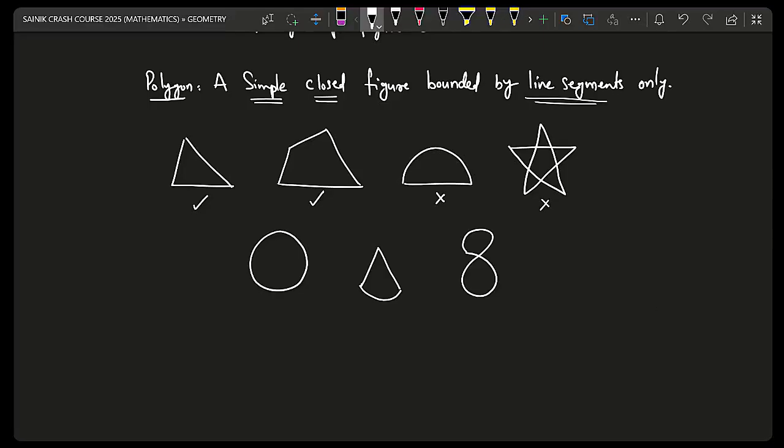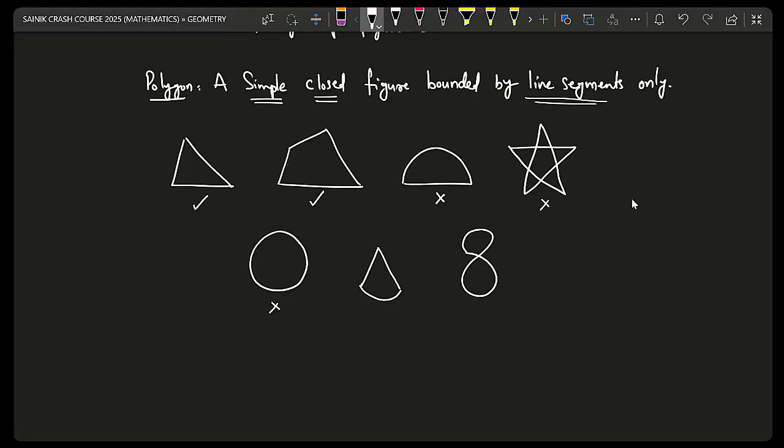Next, Bhuvana, can you say whether a circle is a polygon or not? First condition, is it a simple figure? Yes, sir. Is it a closed figure? Yes, sir. And is it bounded by line segments only? No, sir. So is it a polygon or not a polygon? Sir, not a polygon. Very good, Bhuvana. You can mute now.